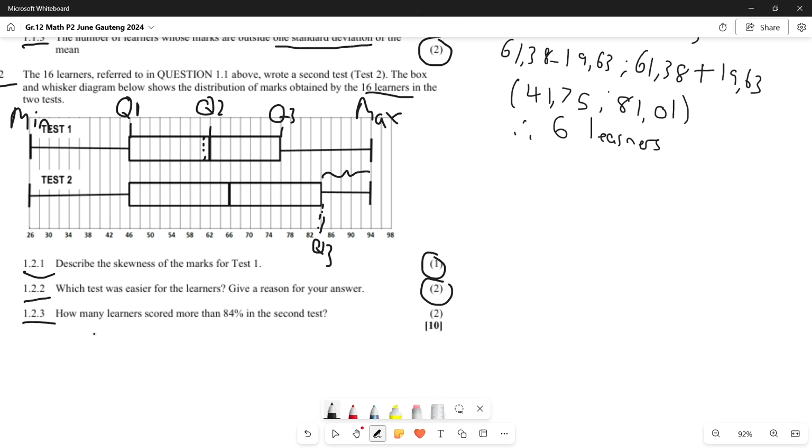So all we have to do, it's asking how many learners scored more than 84% in the second test. What we have to do is go 25%, because this 25% represents this line portion over here, multiplied by 16, which is the amount of learners we have, and this will equal 4 learners. And that just earned us 2 marks over there, and a quick 10 marks for this whole section.